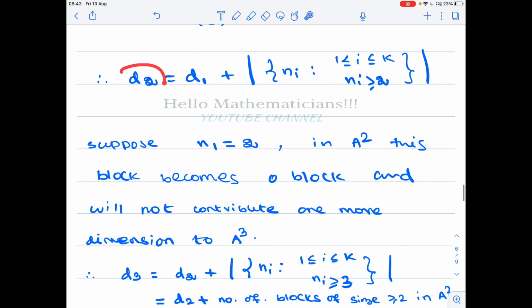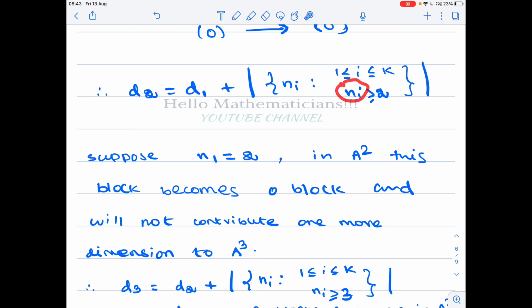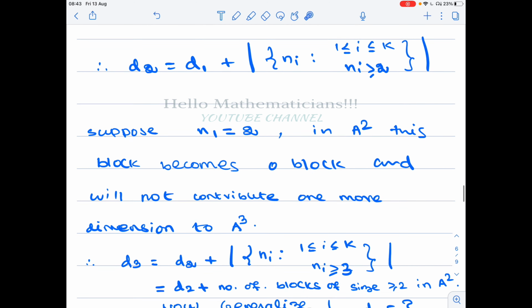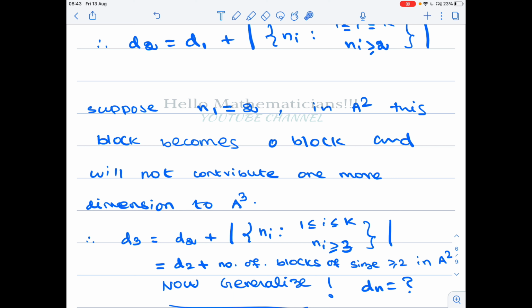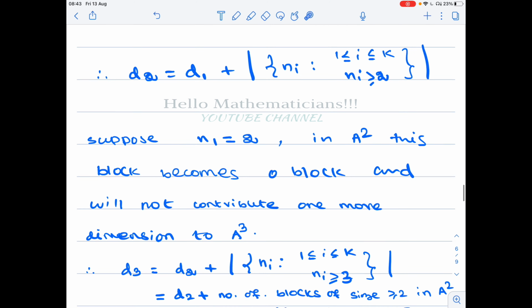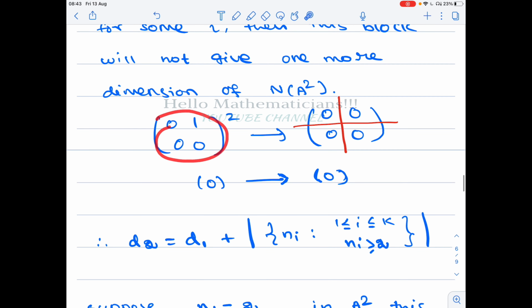Therefore, D2, the nullity of A square, is equal to the nullity of A1 plus the number of blocks whose size is at least 2. This is a formula. Again, suppose n1 equals 2. So the first block is a 2 by 2 block. Then in A square, this block becomes a 0 block. Note that if it is a 2 by 2 block, when you calculate the power, it becomes 0.